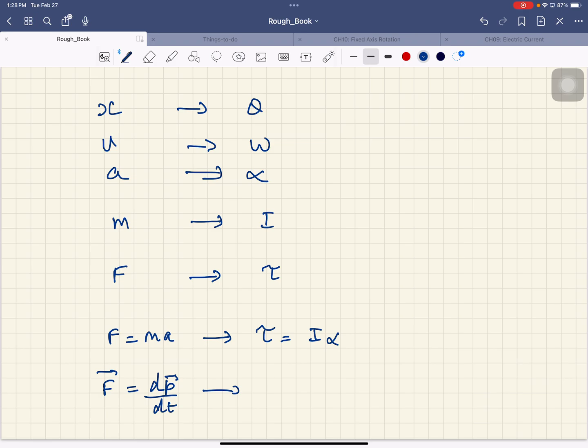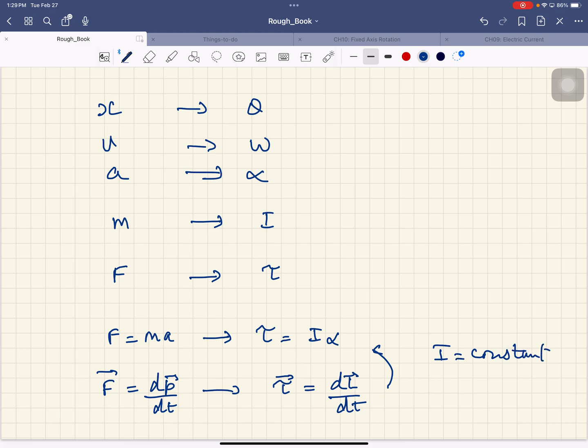Okay, so when was this correct? When mass didn't change. Just like that, you'll see how mass can change. I mean, moment of inertia can change. So we will introduce dL by dt. Here is the correct form of Newton's second law. Torque is the time rate of change of angular momentum. This L is angular momentum. This is linear momentum. This will reduce to that when I is constant.